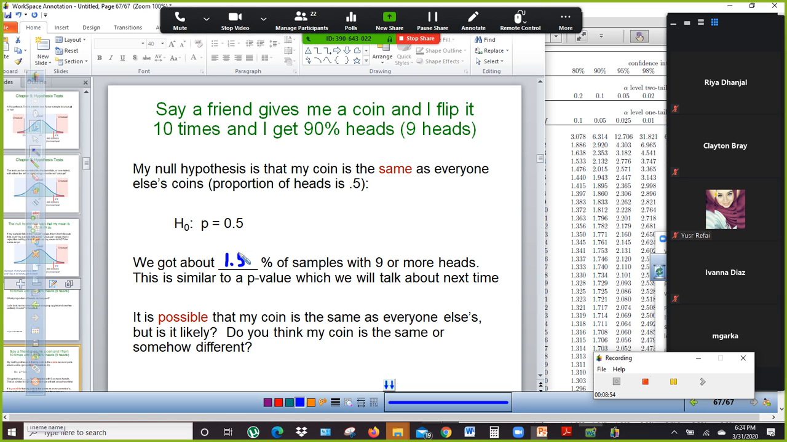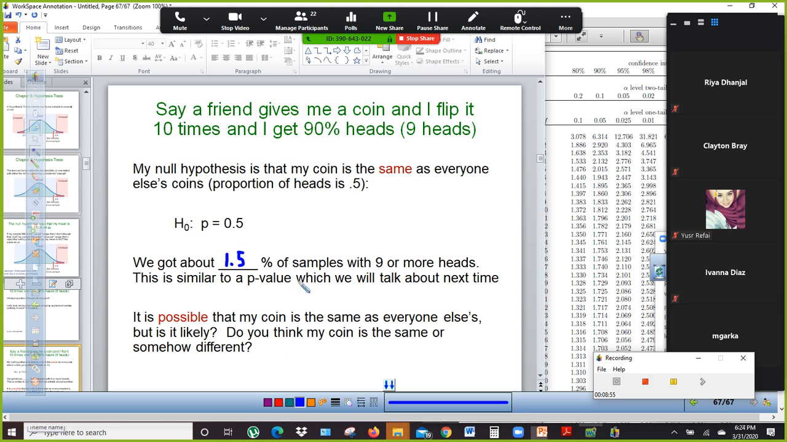There were 9 or more heads, which is similar to a p-value. We'll talk about p-values next time. But let me ask you this. What's our guideline of unusual? Our general guideline for unusual in statistics is 5% or less. Yep, 5% or less. So is this unusual? 1.5%? Is that 5% or less? Absolutely. It's way, significantly less than 5%.